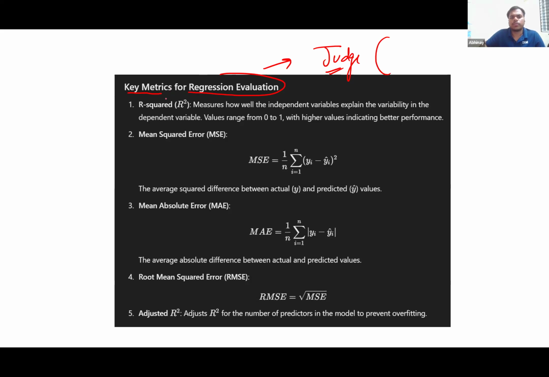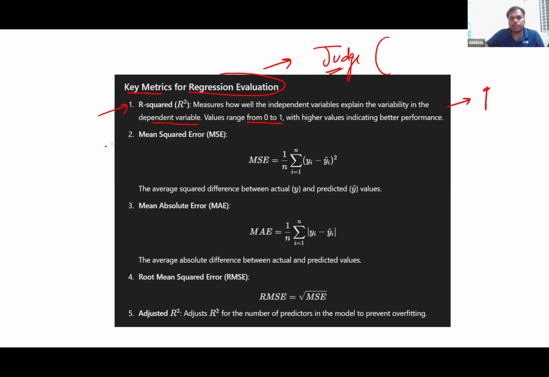Many of you know that R square is there. R square is a metric that tells how much the independent variable explains the variability of your dependent variable. Its value ranges from 0 to 1. The higher the value, the better the performance of your model.